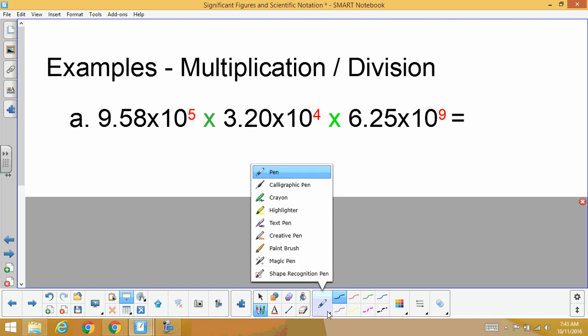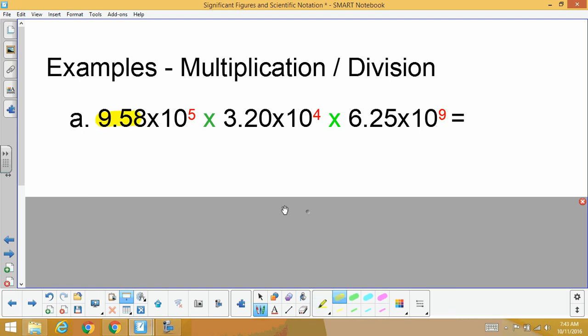First off, the first rule is we're just going to multiply these numbers. So 9.58 times 3.2 times 6.25 equals 191.6 times 10. And this is where we just take 5 plus 4 plus 9, and we end up with an exponent of 18. So that's steps 1 and 2. We'll skip step 3 because that deals with dividing.